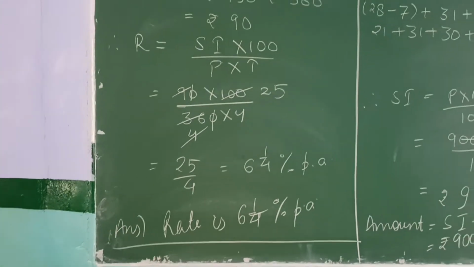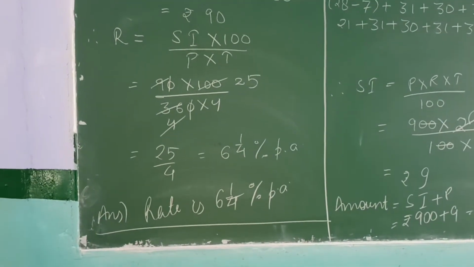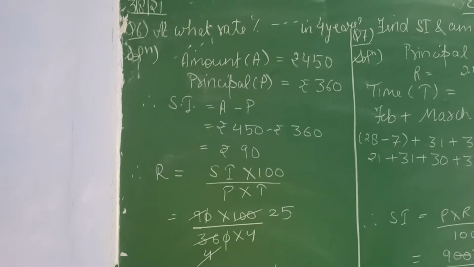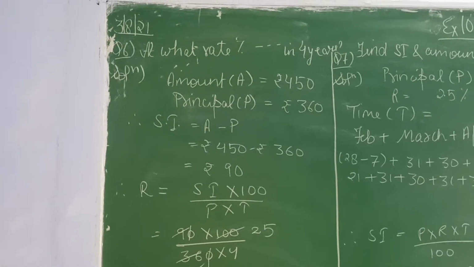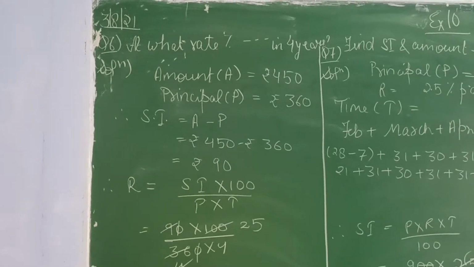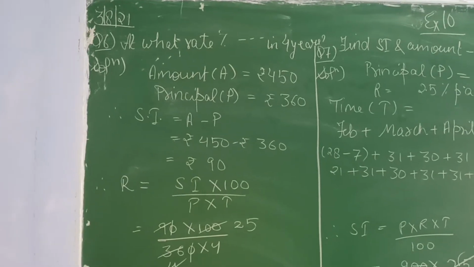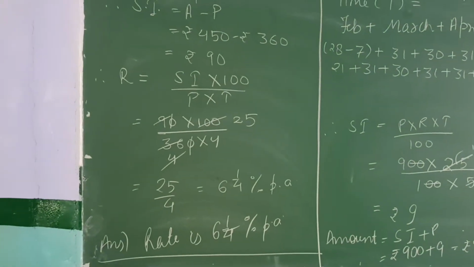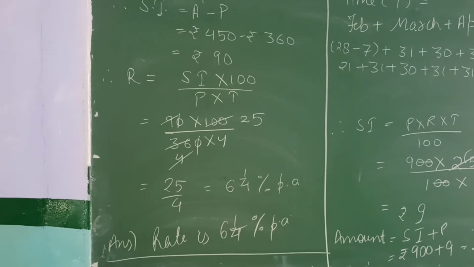And at the back the answer is given in decimal. I have written the answer in the mixed fraction. Both are correct. Now question number 6. In question number 6 they have given you amount and principal, you will find out SI. Then after finding out the SI you will find out the rate by using the formula, and you will get the rate as 6 whole 1/4% per annum.